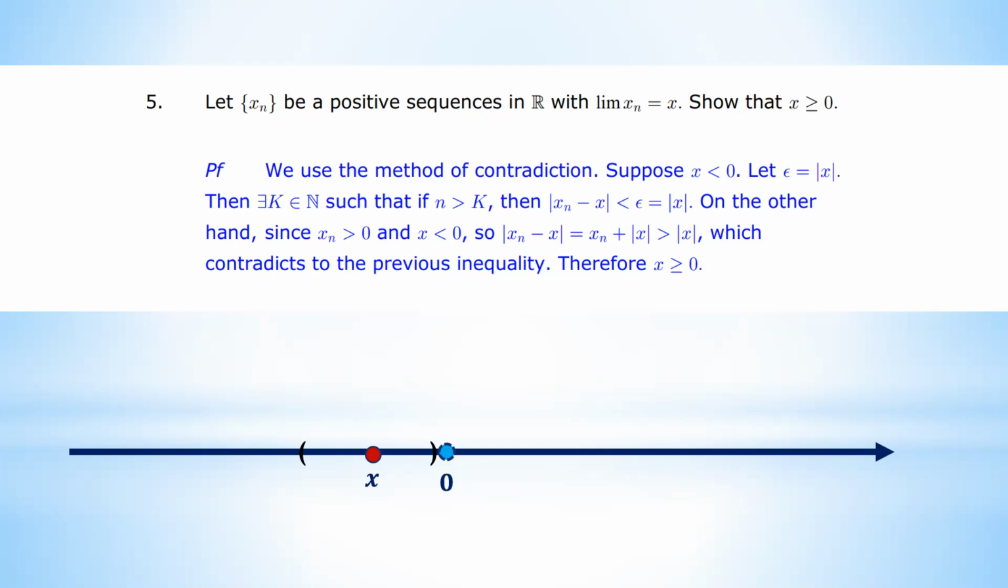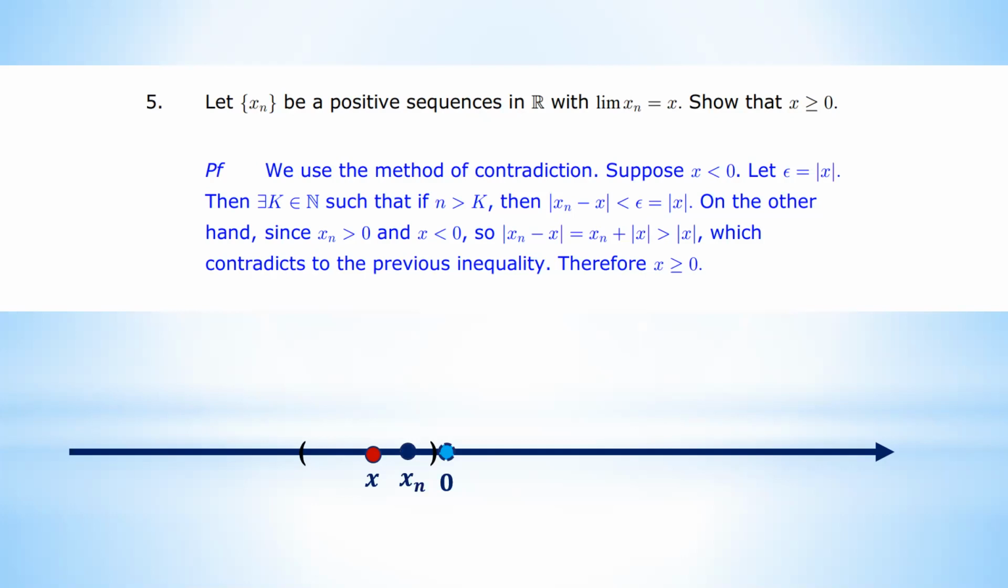You can think about it: where is xn on the graph? xn is inside the interval. If xn has to be inside this epsilon interval, then xn has to be on the left side of 0. That means xn has to be negative. However, we know that xn is assumed to be positive. So you can see the contradiction, right? In order to show this contradiction, we still need to use some argument.